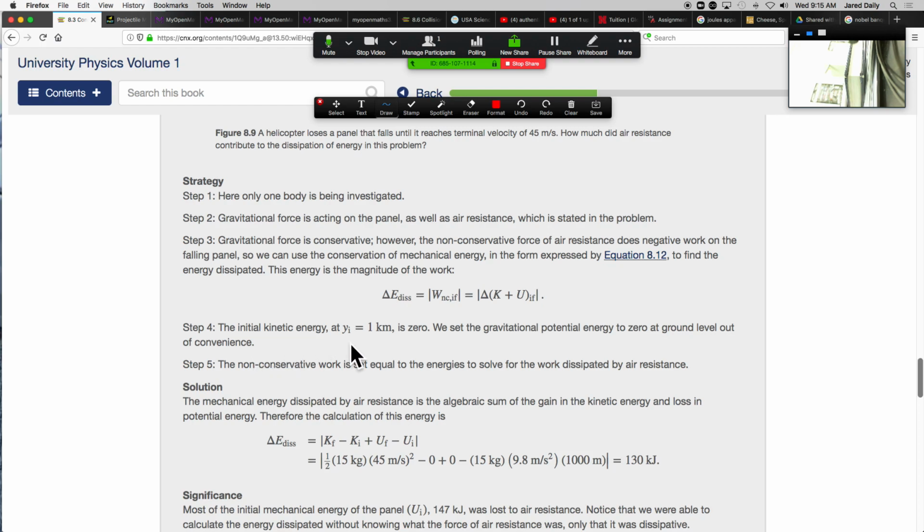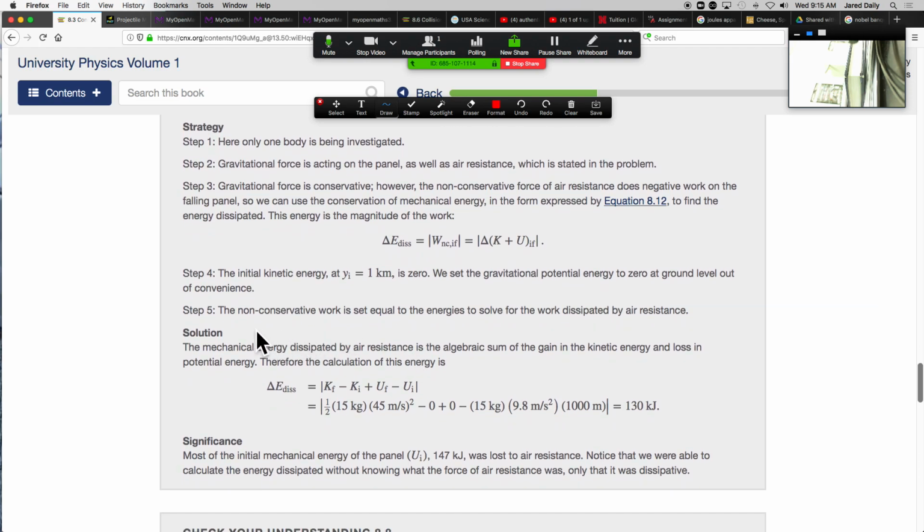Initial kinetic energy at y1 equals 1 kilometer is 0. So this yi is our initial height, so we're going to use that as our h essentially. But our initial kinetic energy is going to be 0. It's going to be dropped, and it's not going to be moving right when we drop it. Right after we drop it, it'll start moving. But right as we drop it, it's not.